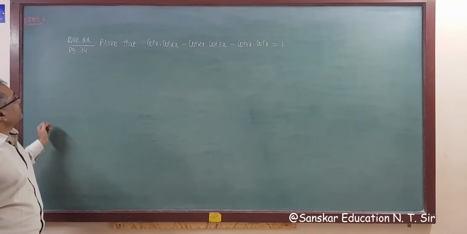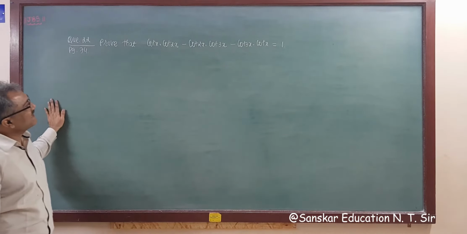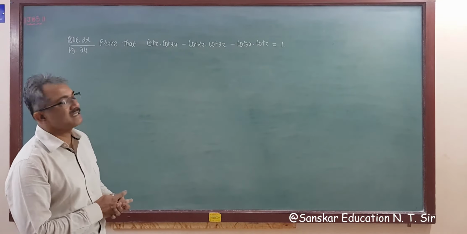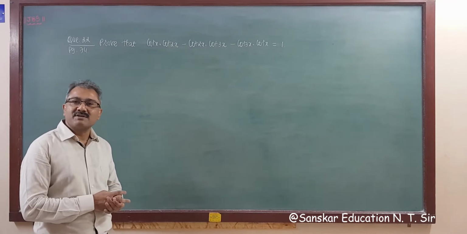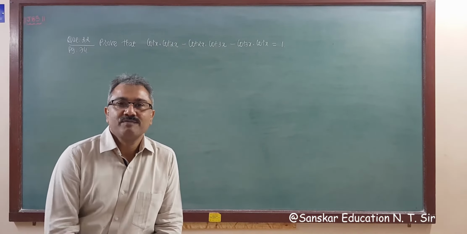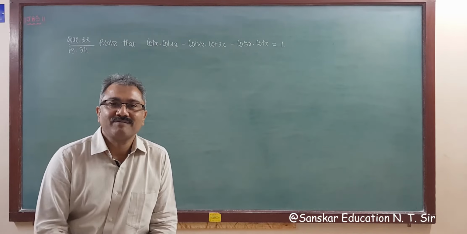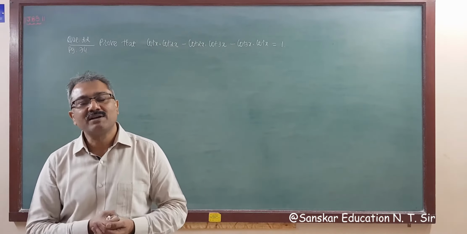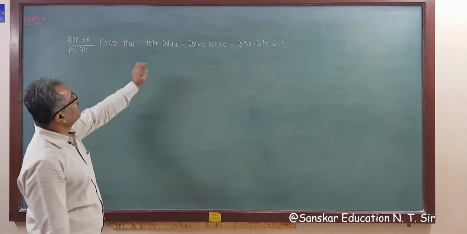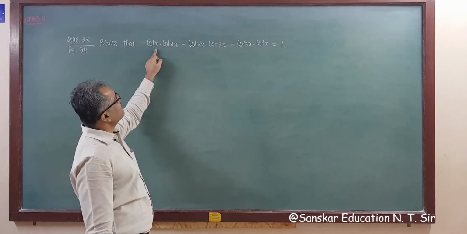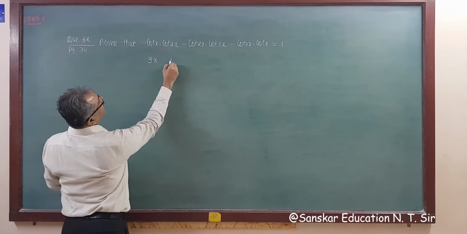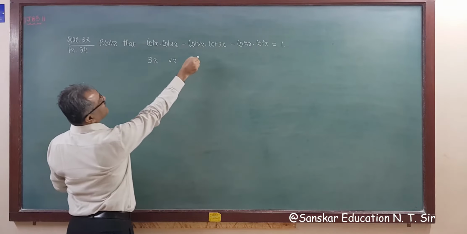Question number 22, page 74. Prove that cot x into cot 2x minus cot 2x into cot 3x minus cot 3x into cot x is equal to 1. In this type of sum, what to do? What I told you. Remember, recalling. Remember what I said. What to do? Find the angles. What are the angles? 1 is 2x, 1 is x, 2, 3, right? So there is 3x, there is twice x, and this is x.